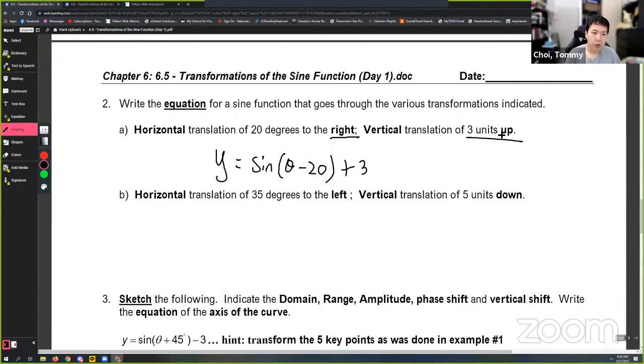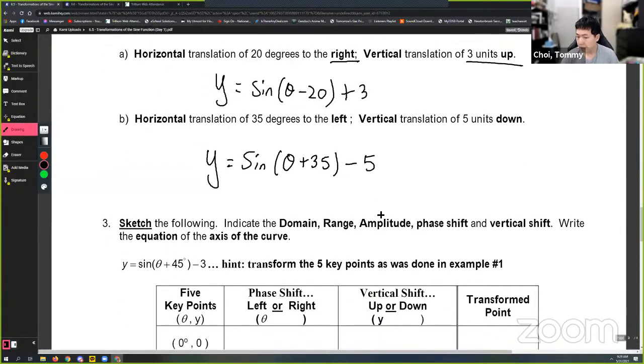Okay. Your equation should be y is equal to sine of (theta plus 35), minus 5. If you got that, done. You are able to identify horizontal shift and vertical shift, no problem, inside an equation, and are able to put it in. Nothing too bad. So then let's dive into sketching it.